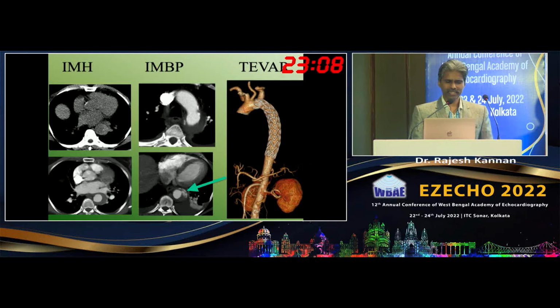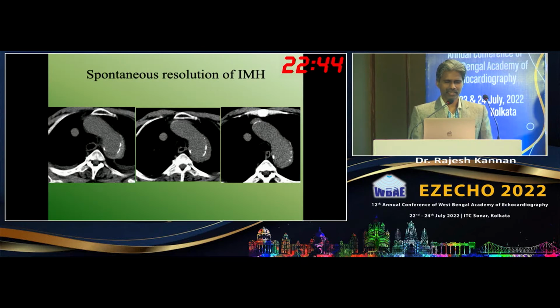And in the follow-up CT, there was a contrast leak happening into the lesion, which suggests that it's going into the dissection. Here you can see that there is an intramural blood pool, contrast is happening with the increase in the pleural effusion. And this patient is treated successfully with endovascular aortic stenting.